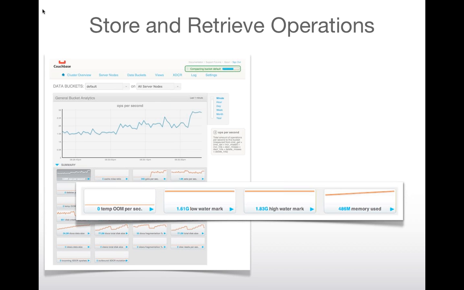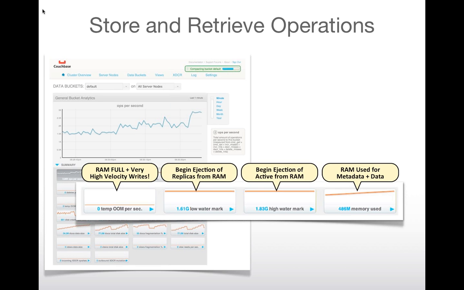RAM quota, this low watermark and high watermark. So this is the amount of memory used at the end, and the low watermark and high watermark are basically what decide when ejection from RAM takes place. At the low watermark, it'll begin ejection of replicas from RAM, and at the high watermark, it'll begin ejection of active items from RAM. In those cases, any retrieval operations will be coming off disk.